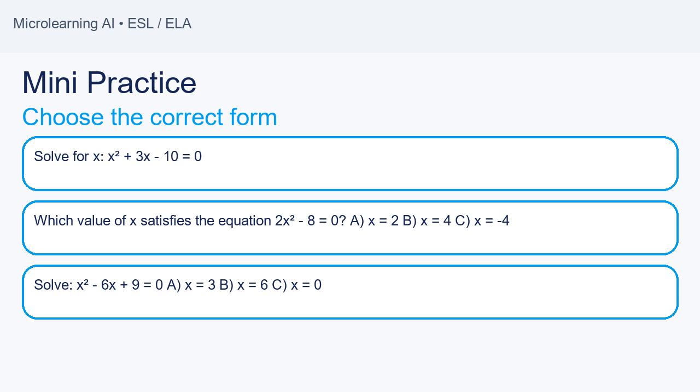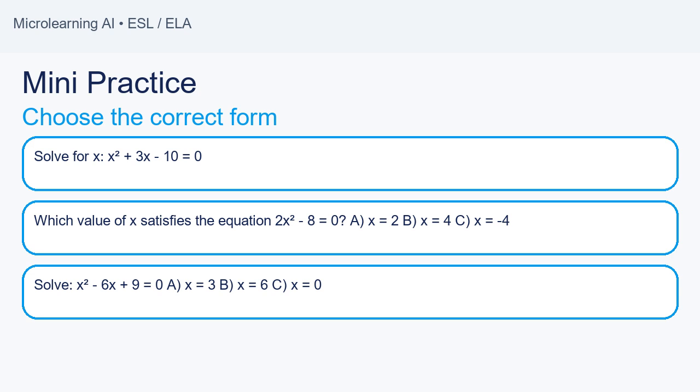Mini practice. Choose the correct form. 1. Solve for x. x squared plus 3x minus 10 equals 0. Answer. x equals 2 or x equals negative 5.